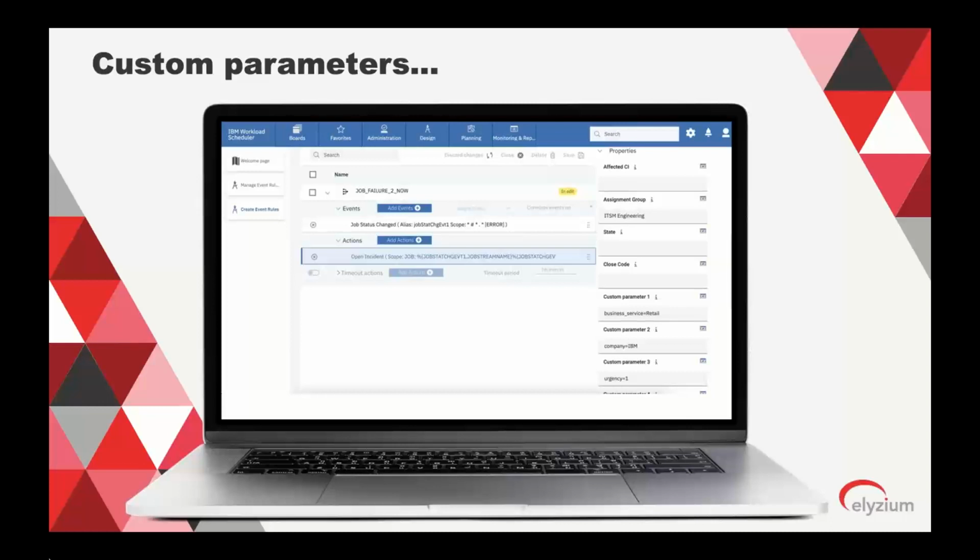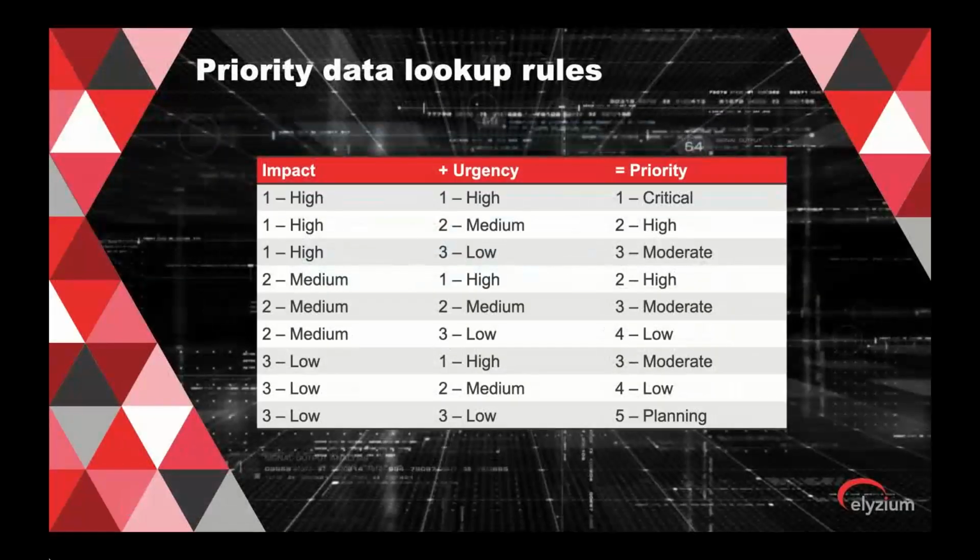Company, IBM is defined in the instance that we're using. So all of those fields are being passed, and then you've got the urgency that's being passed as well. And this is how we set the priority now. So let's have a look at that.